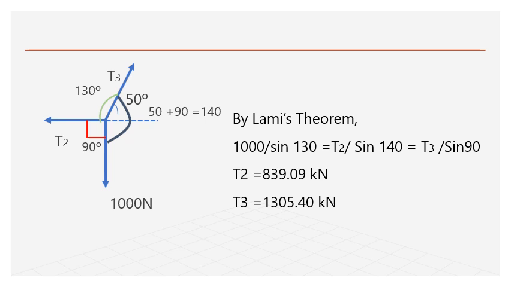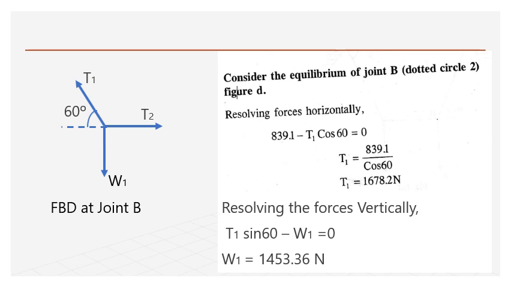Okay, so we have found the tension in the string BC and the tension in the string CD. The remaining is the tension in the string AB and the weight W1. So let's consider the free body diagram of the joint B now. At joint B, again three forces are acting: W1, the tension in the string BC, and the tension in the string AB. T2, the tension in the string BC, we have already found. So only two forces are remaining.